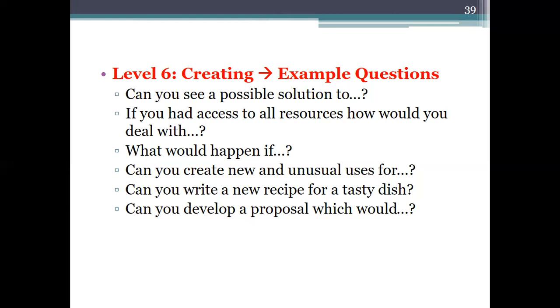So examples of questions regarding this last level of learning might be like: can you see a possible solution to, if you had access to all resources, how would you deal with, what would happen if, can you create a new and unusual use for, can you write a new recipe for a tasty dish, or can you develop a proposal which would.